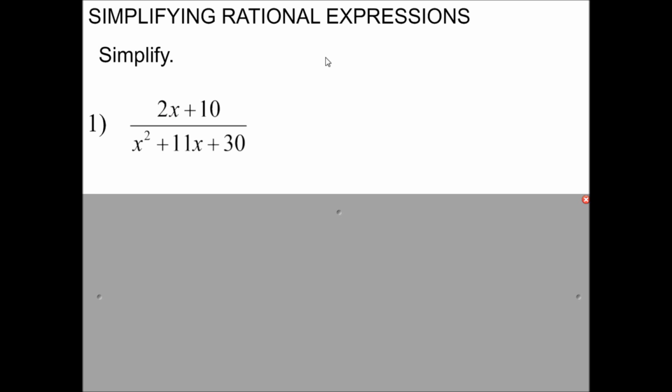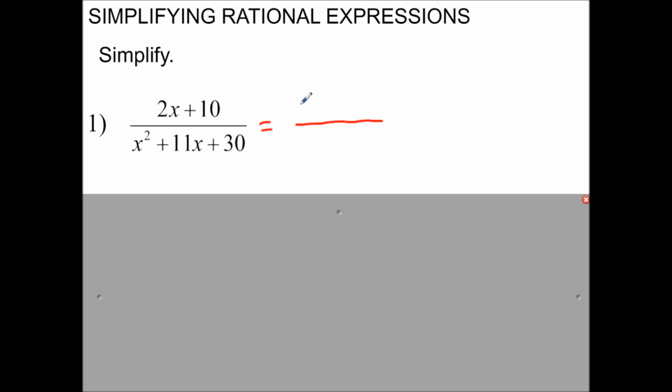Okay, in this example, we've got a fraction that has variables in the numerator and denominator. What we want to do is factor both the numerator and denominator, and then divide out any common factors that there are. So I'd like you to factor the numerator, factor the denominator, then play the recording when you've done that.